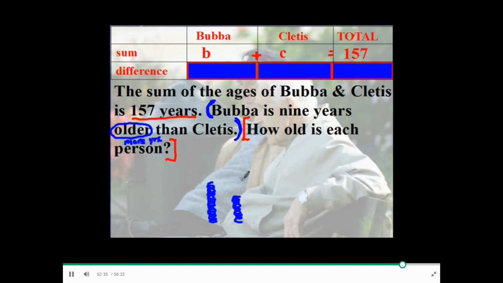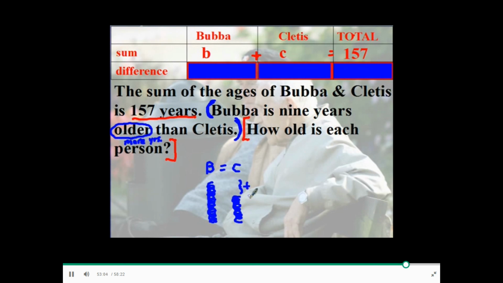Since Bubba is 9 years older than Cletus, he's going to have the bigger stack of birthday cakes. So that means this stack of birthday cakes belongs to Cletus. Right here, Cletus is feeling a little bit jealous, and in order to make everything equal, we're going to have to add how many cakes to Cletus? Yes, that's right. Cletus' stack has to be added 9 more cakes.